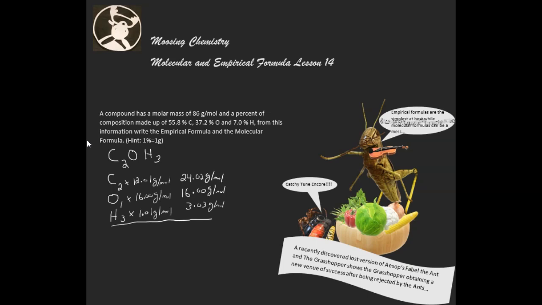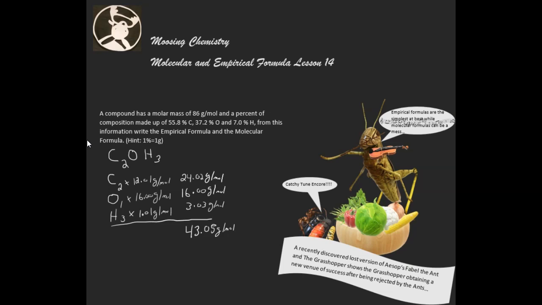Now we're going to take our calculator and add all this up, so give me a moment. 24.02 plus 16.00 plus 3.03. That's going to give me approximately 43.05 grams per mole. Yeah, there's some flickering still going on in these new videos. We're still working the problem on our end, so just kind of ignore it.